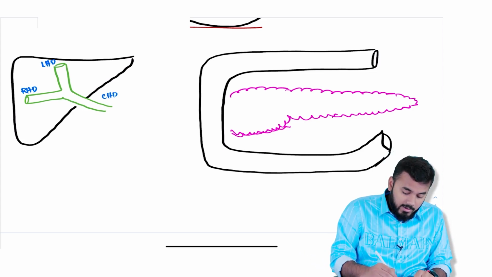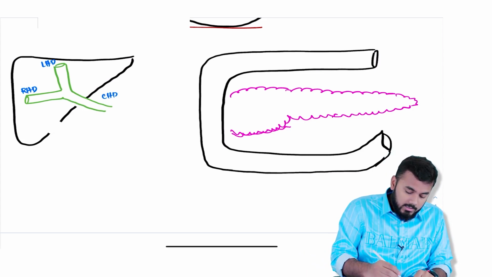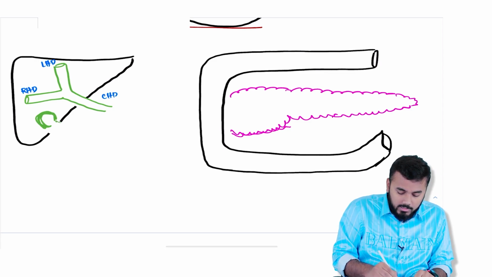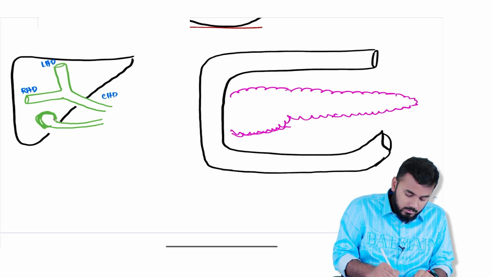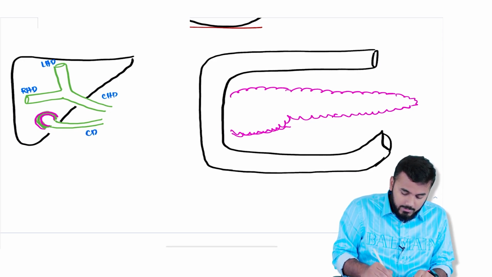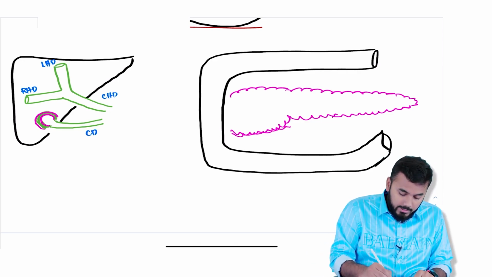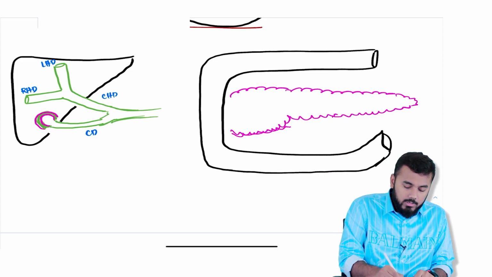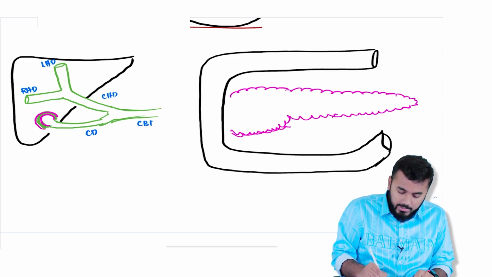Not only that, we even have another duct over here. This is called the gallbladder, right? From this gallbladder, we even have a duct over here. This is called the cystic duct. So this is our gallbladder like this, and the name of this duct is cystic duct. The common hepatic duct as well as the cystic duct join together and form the common bile duct. What is this duct? This is called the common bile duct.